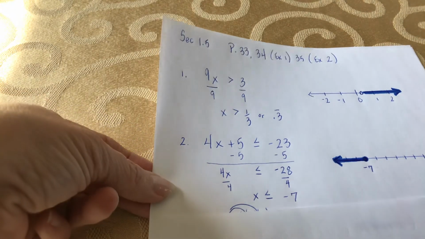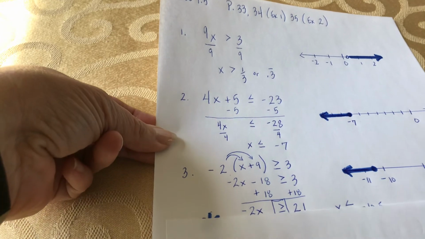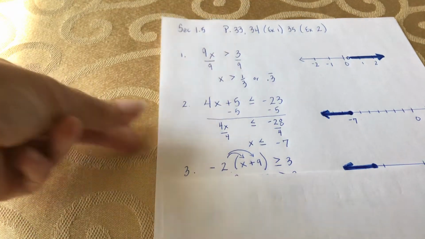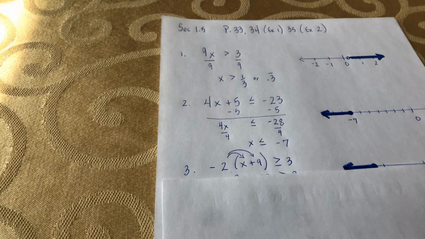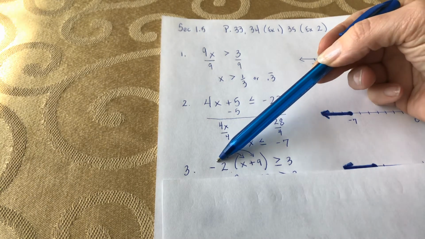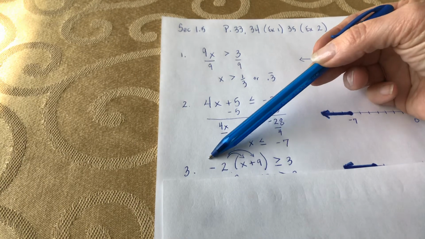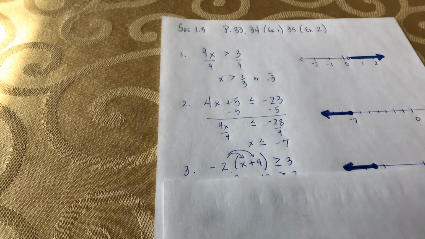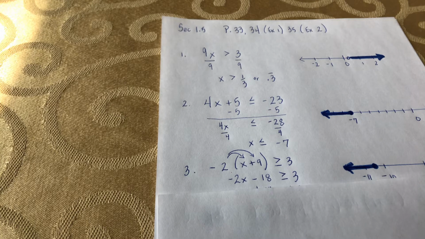All right. Number 3. A little more work to do on this one. You'll notice this time we have some parentheses in there. We have that negative 2 out in front. So that does mean we're going to have to distribute. So that's the first thing. We're going to take our negative 2 times x, and negative 2 times 9. So that would give me a negative 2x minus 18.